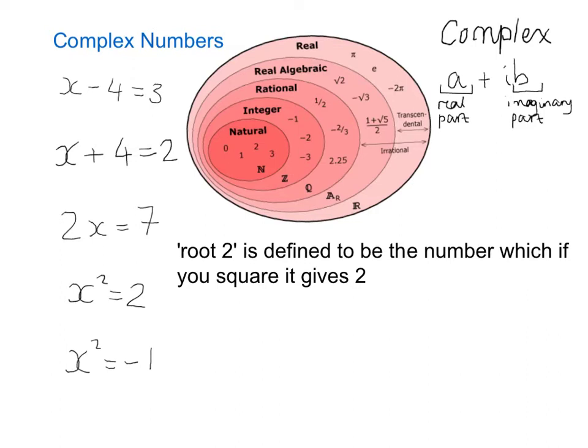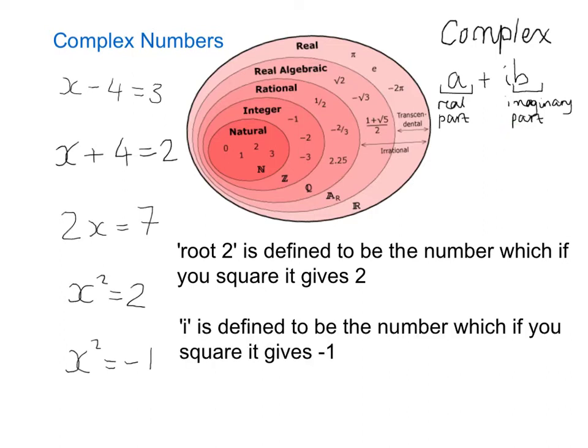Similarly, to solve the equation x squared is minus 1, we have to invent the imaginary number i. In the same way that a real number might be made up of an integer part, 3, and a real algebraic part, root 2, a complex number is made up of a real part, so you might have 3, and an imaginary part, 4i, for example.